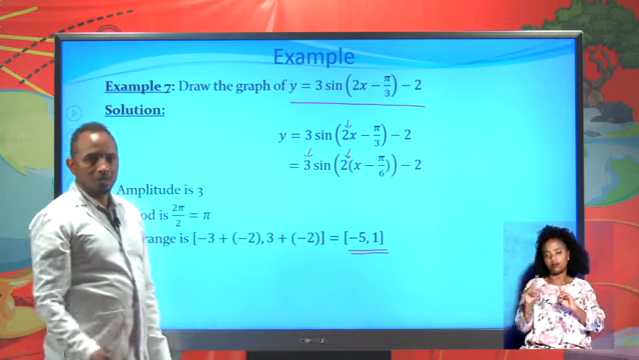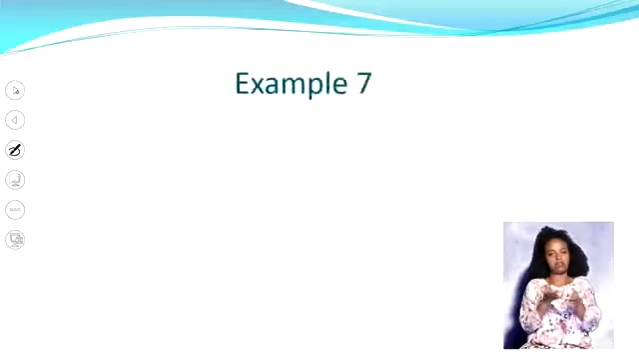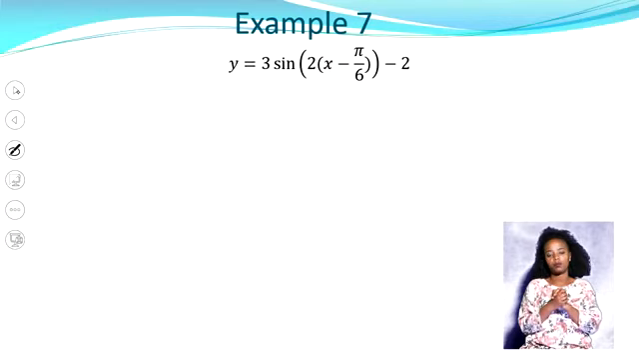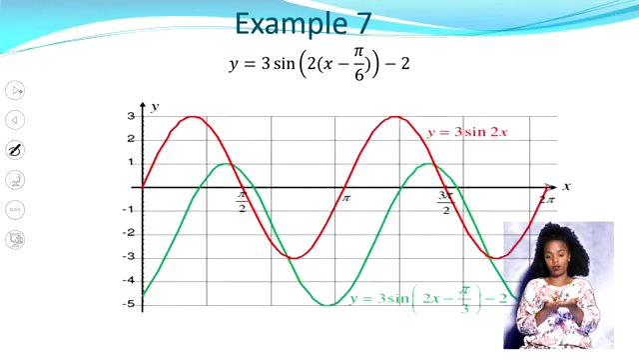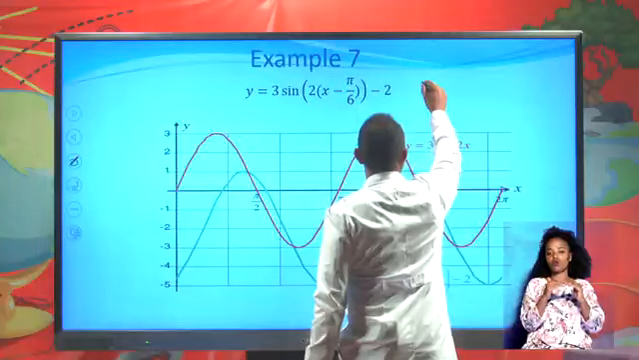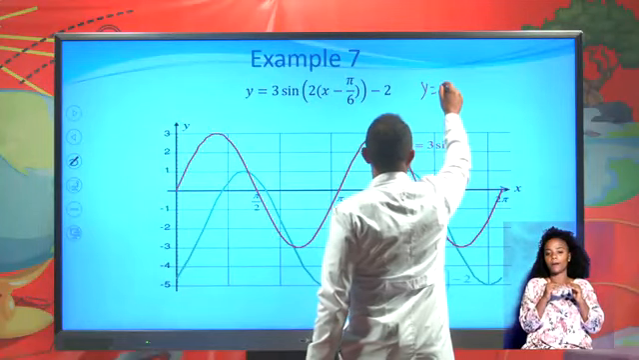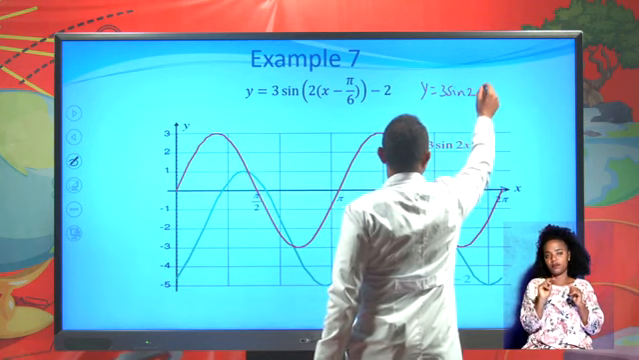So now let's try to draw the graph of this expression. We have this one. To draw the graph, simply apply the shifting rule. First, draw the graph of y equals 3 sine 2x.